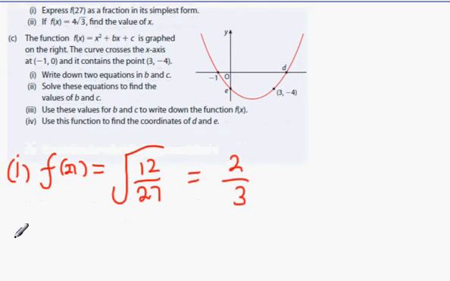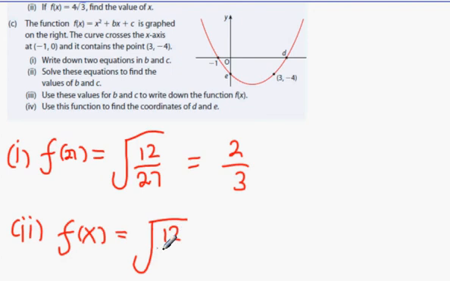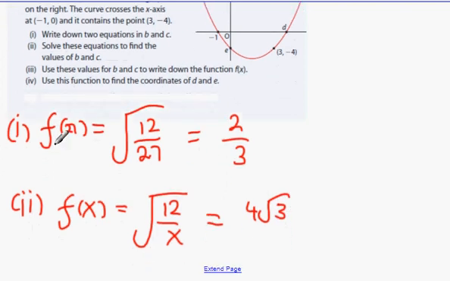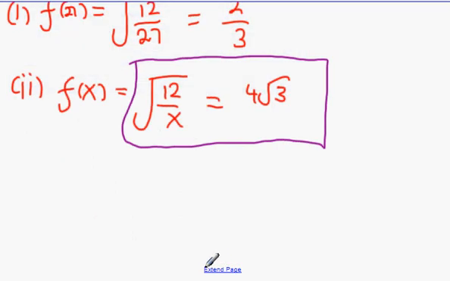Now, part 2. f of x equals 4 root 3. Find the value of x. So f of x, which is equal to the formula root 12 over root x, equals 4 root 3. Can anyone in class tell me what is stopping you from doing the equation in the purple box? What's the problem with that? The square roots are the problem. Anybody have an idea how to get rid of square roots?